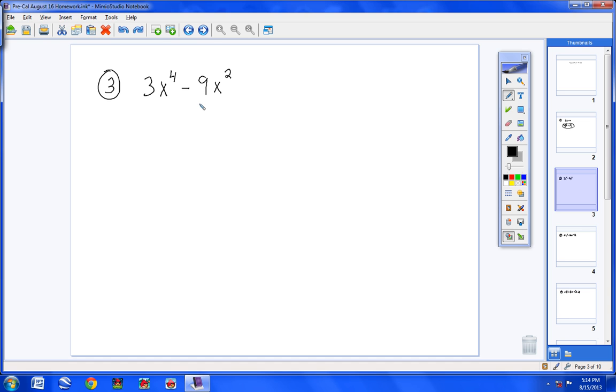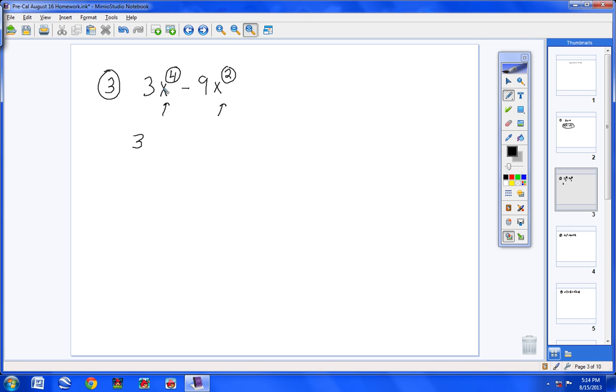The directions say for number 3 to pull out the common factor. So look at your coefficients. You have a 3 and a 9. What's the biggest number that goes into 3 and 9? Well, 3. Now look at your variables. You have an x in this term and an x in this term. How many x's do you have? 4. How many x's? 2.